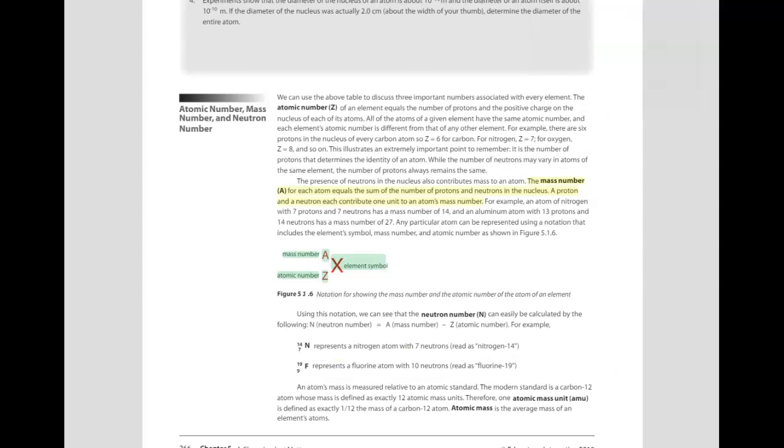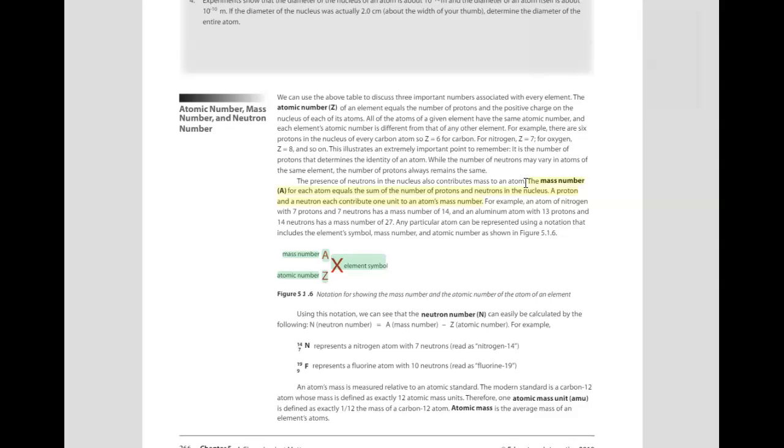So we've flipped the page. We're now on 266 of our textbook, or 274 of our ebook, looking at the section titled Atomic Number, Mass Number, and Neutron Number. Looking at this section that's highlighted in yellow here, which says that the mass number, abbreviated capital letter A, for each atom equals the sum of the protons and the neutrons in the nucleus. A proton and a neutron, which we already know, have the same mass of 1 AMU. Each contribute 1 unit to an atom's mass number.